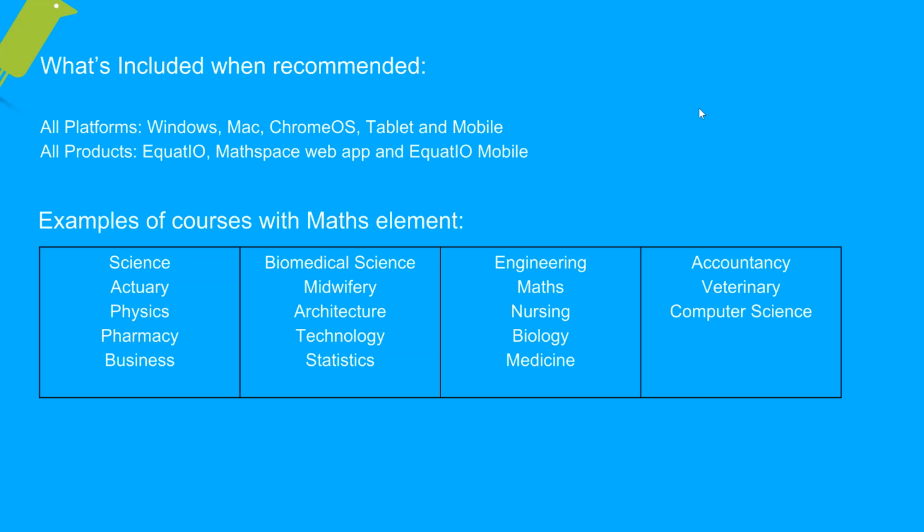And then likewise, you have all platforms. So you have your Windows, Mac, your Chrome, tablet, and mobile that the EquatIO mobile is available on. So the mobile and tablets cover any Android smartphones using the Chrome browser, and also Apple products as well, whether that be an iPad or an iPhone. So that's all under one recommendation.